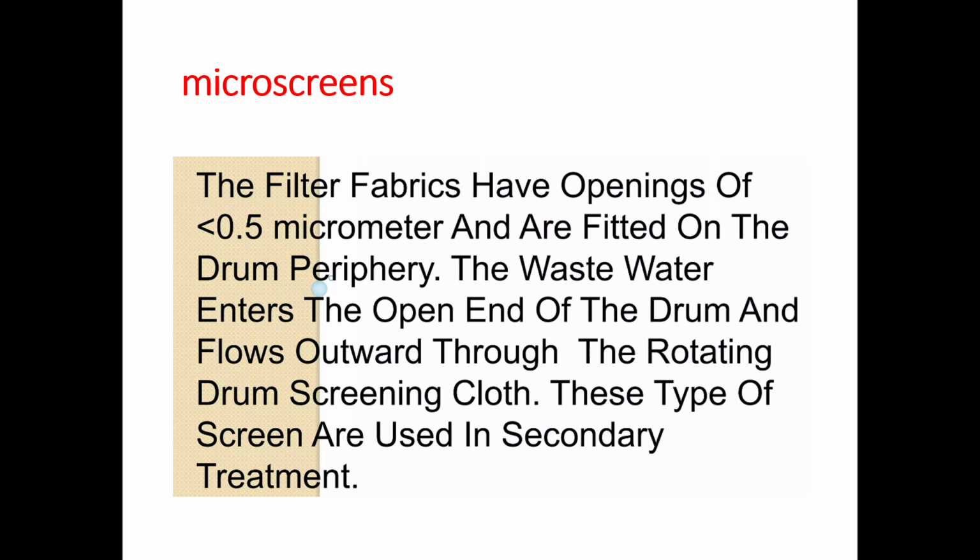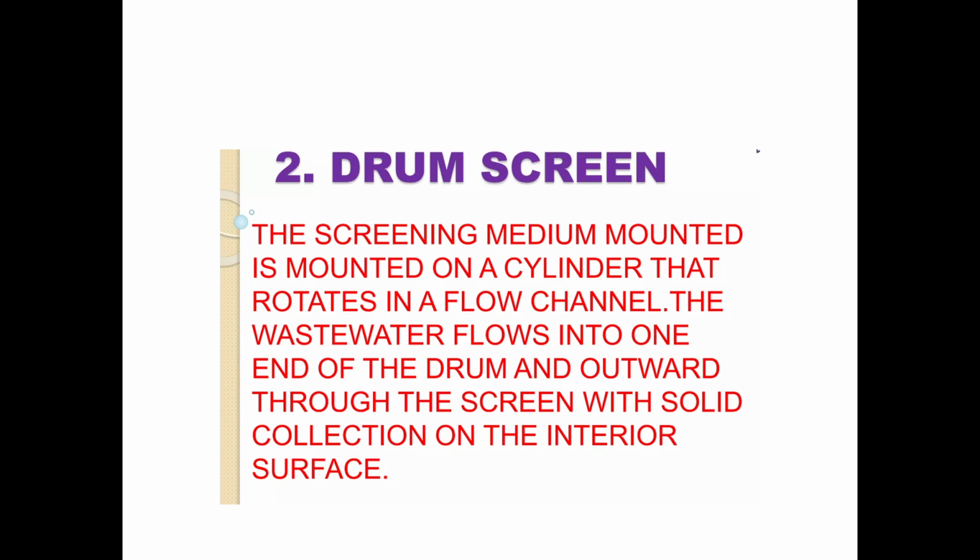The wastewater enters the open end of the drum and flows outward through the rotating drum. These screens are used for secondary treatment only. In drum screens, the screening media is mounted on a cylinder that rotates in a flow channel. Water comes over to one drum and passes on to the other drum.